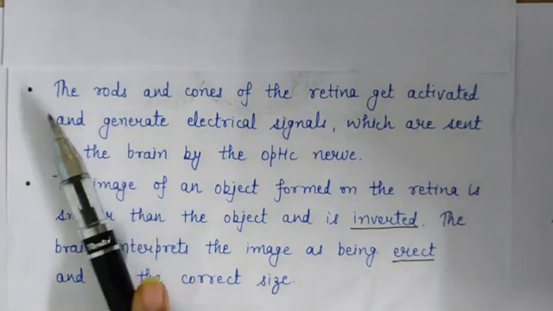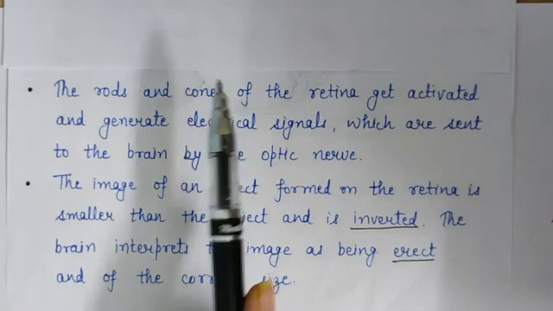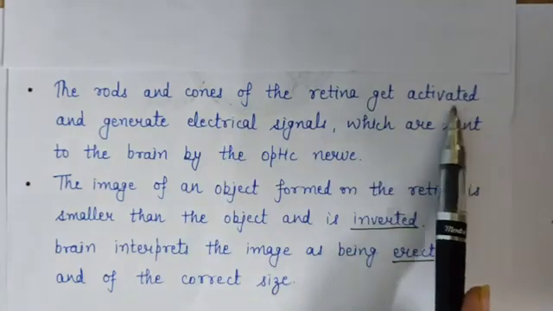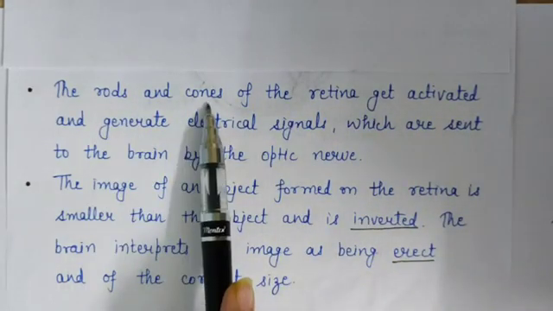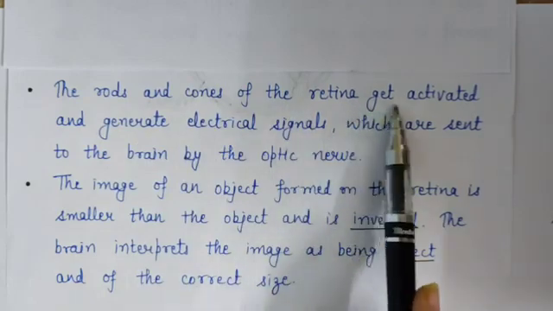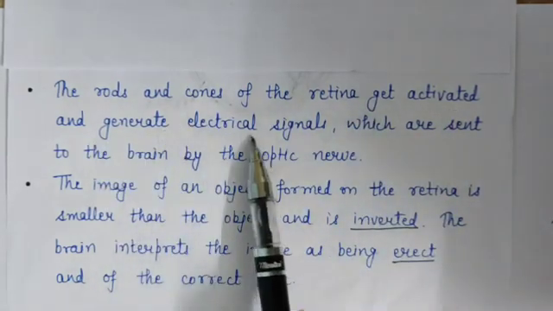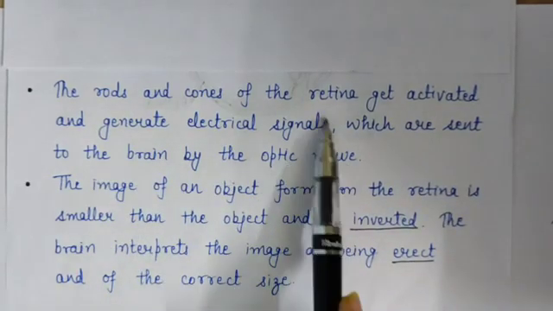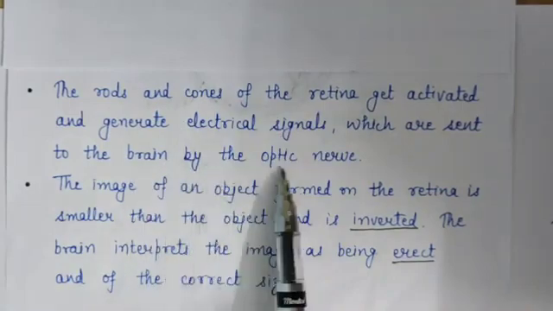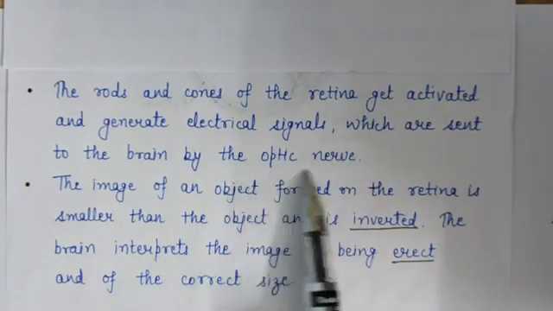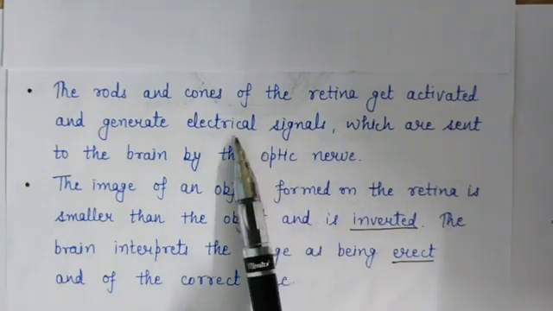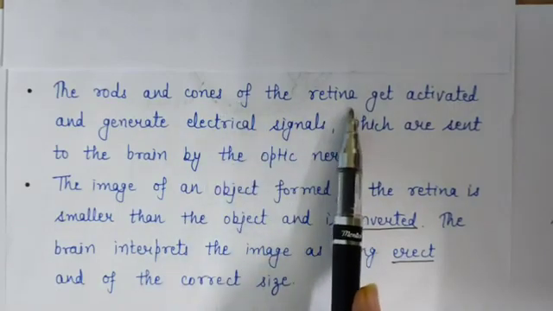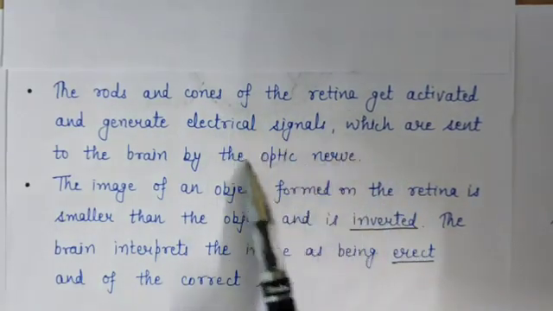So now when the inverted image is formed on the retina, after that the rods and cones of the retina get activated, because we know that in the retina rods and cones are present. The rods and cones get activated and generate electrical signals which are sent to the brain by the optic nerve, because the main function of the optic nerve is to send the electrical signals to the brain, because rods and cones of the retina are connected to the brain by these optic nerves.